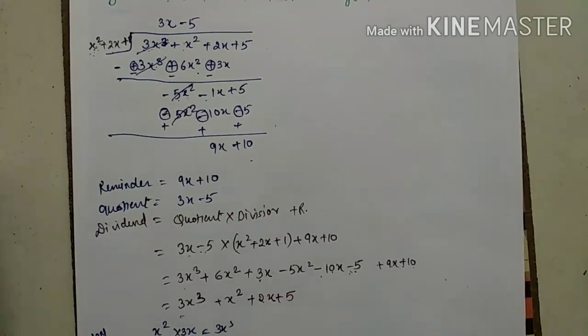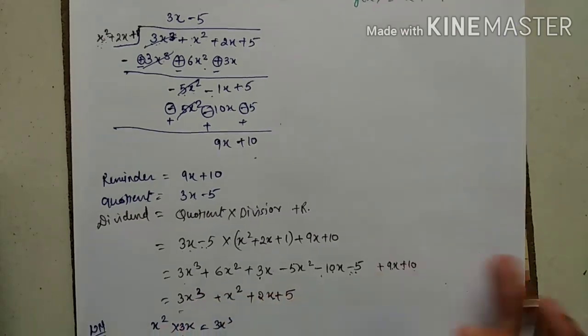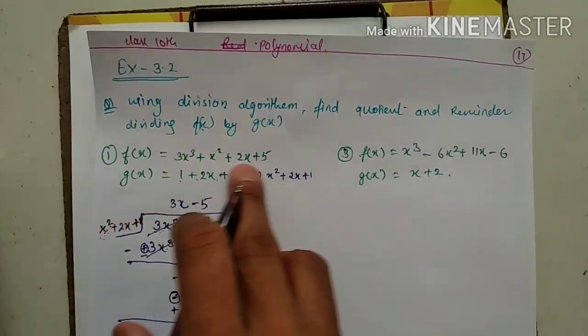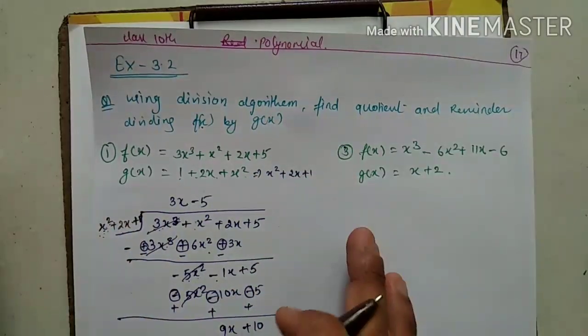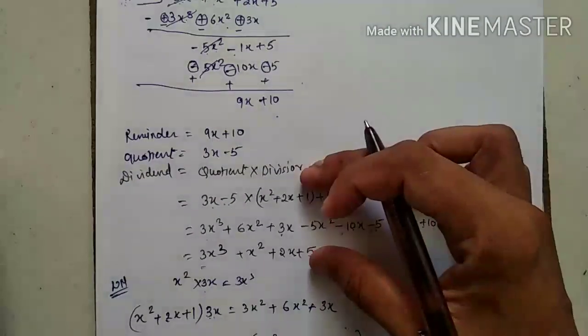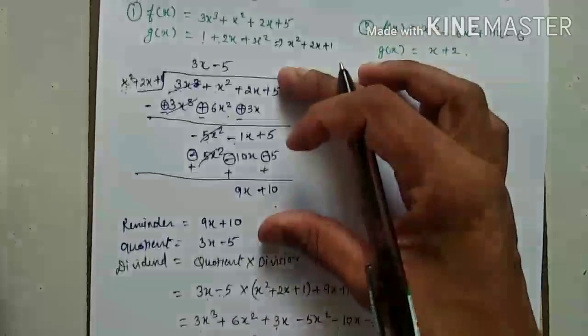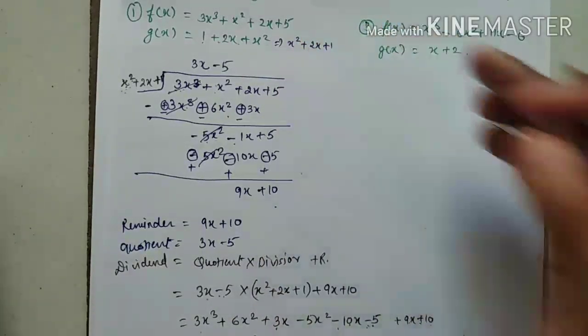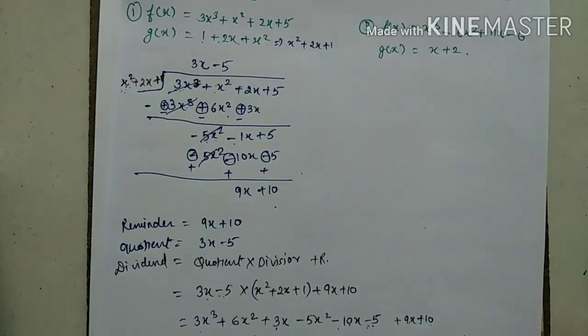You can understand your dividend is 3x cube plus x square plus 2x plus 5 as above your question. I think so. So you have done division correctly. So this is just for the check your answer, and this is your real solution. Is it clear? Now I am going to the next question.